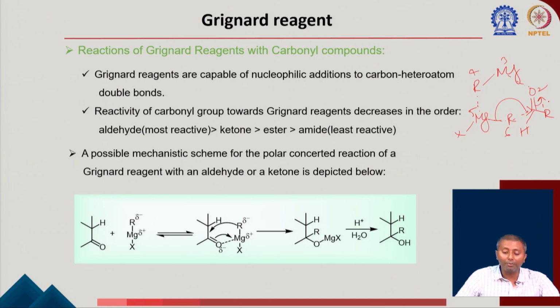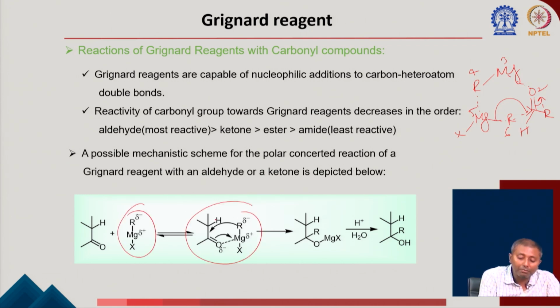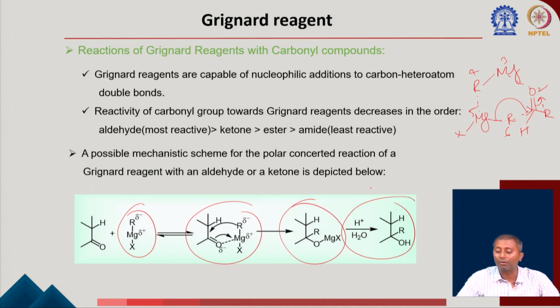Again, if you have a bulkier Grignard reagent, then it can happen here. You can also write that a single magnesium can activate the oxygen of the carbonyl, and this R group can attack here to form this OMgX. From there it can go to the corresponding alcohol. Now there are different types of carbonyl groups: it can be a ketone, ester, or amide, and the reactivity rate is aldehyde reacting fastest, then ketone, then ester, then amide.